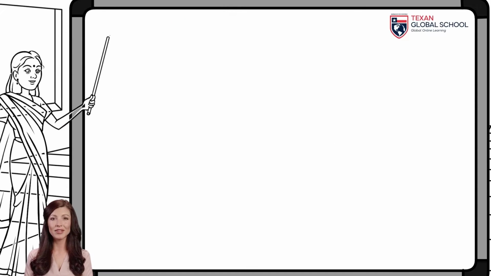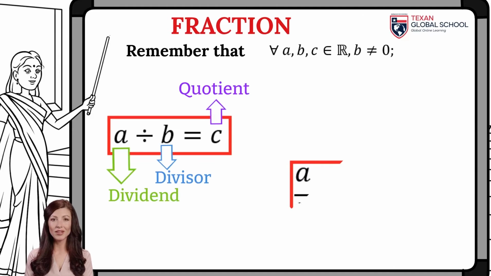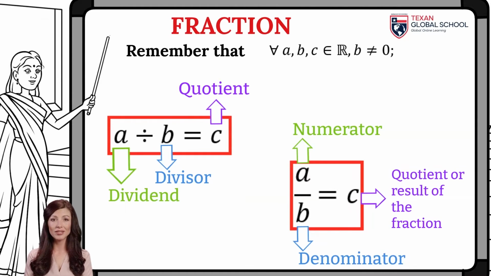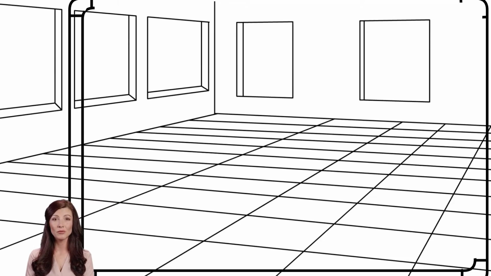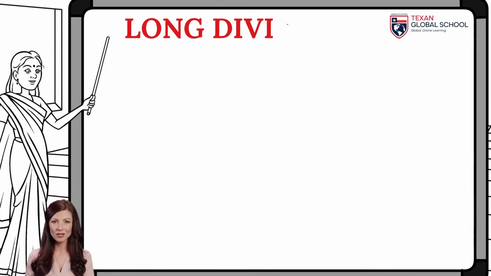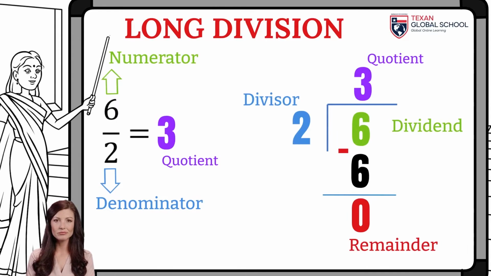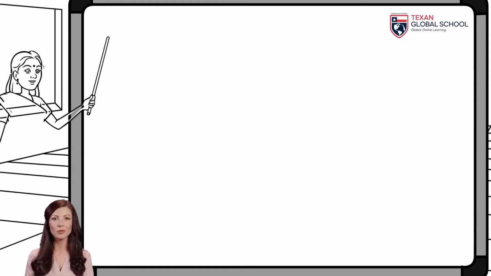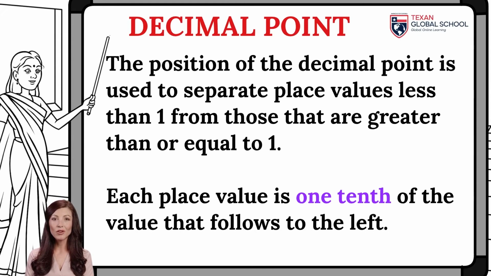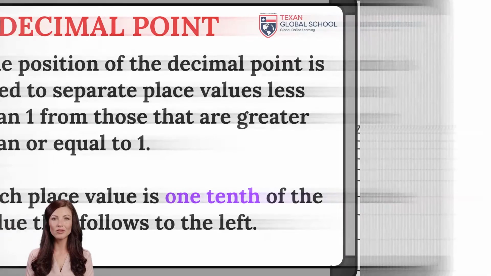In previous classes, we saw the parts of a division and their various notations, as we can see. It is essential to become familiar with mathematical terminology for problem solving. In decimal numbers, the position used by the decimal point serves to separate place values less than 1 from those that are greater than or equal to 1.